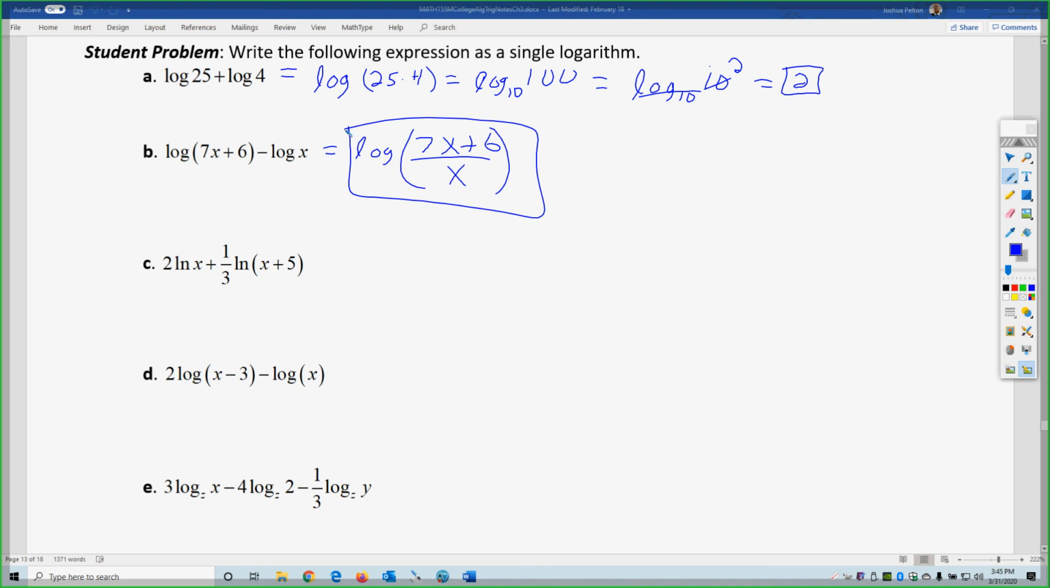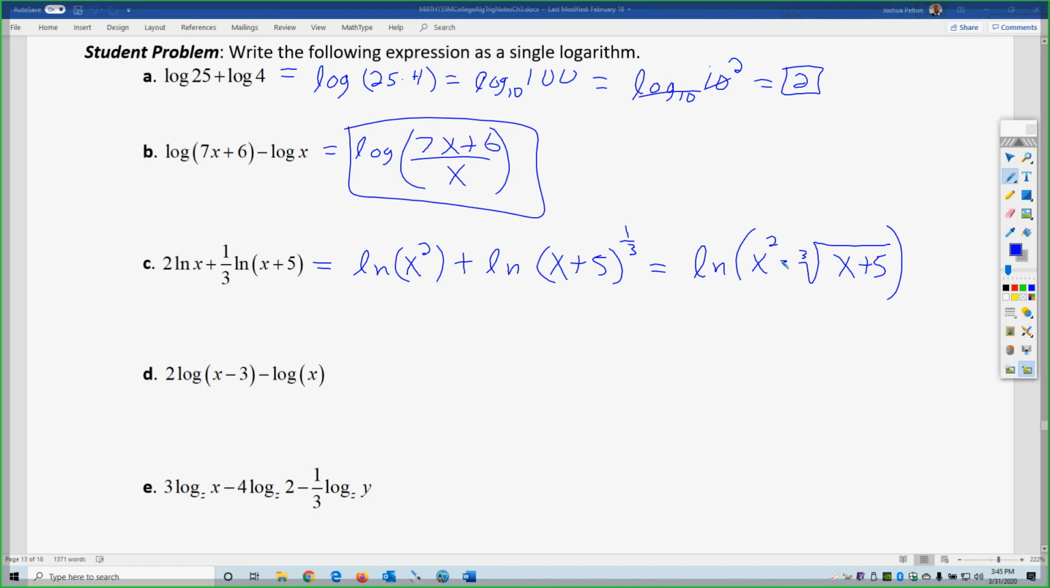Pretty straightforward. The next one has a couple different rules going on here. We need to do the power rule first. So you have the natural log of x squared plus the natural log of x plus 5 to the 1/3. Now we can do the addition, which is the product rule. And we have the natural log of x squared times the third root of x plus 5. Make sure to put the whole thing in parentheses because the whole thing is being logged. So we get our goal, which is one singular log.